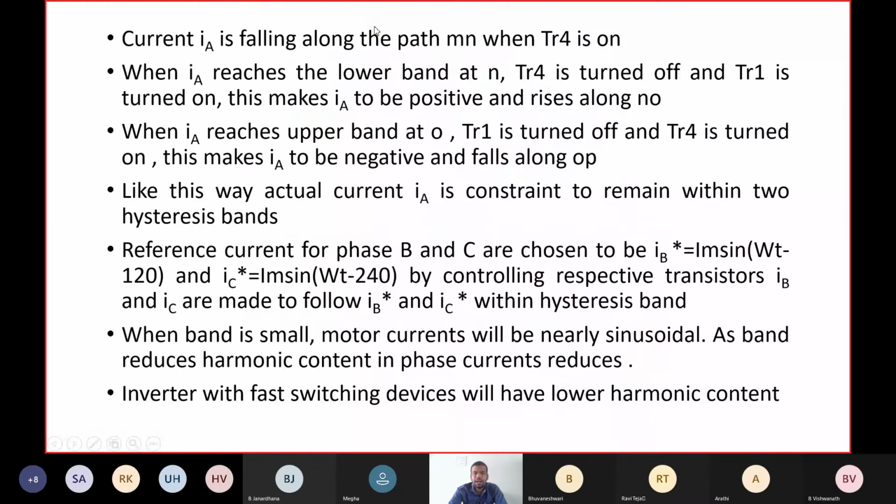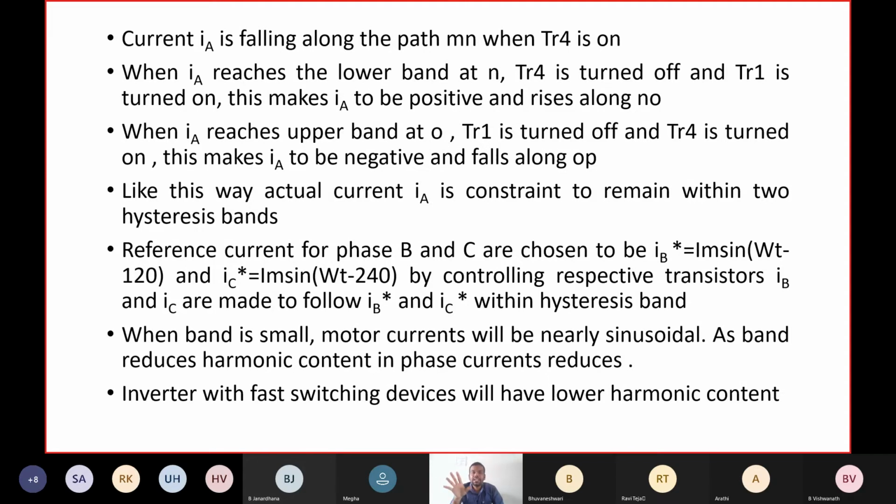So similarly, when IA reaches the upper band O, that is MNO, TR1 is turned off and TR4 is turned on. So when TR1 is turned off, the current will be negative, so IA will be negative. Like this, continuous flowing of current takes place within the two hysteresis bands, so that IA remains within the two hysteresis bands.